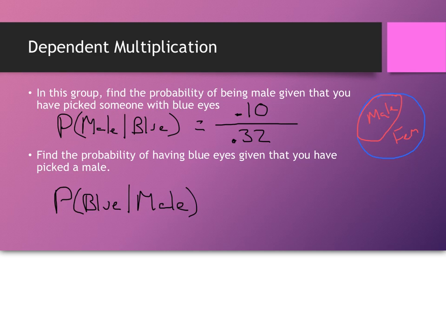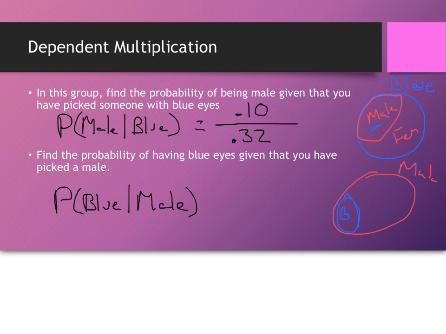So what we're doing in the first question is we're taking everybody with blue eyes and saying, what's the probability of getting a male out of this group? In the second question, what I'm doing is I'm taking all of the males and saying, what percentage of those males, or what's the probability that I pick somebody at random, and they have blue eyes? So notice it's a very different looking problem. Now these aren't the Venn diagrams.